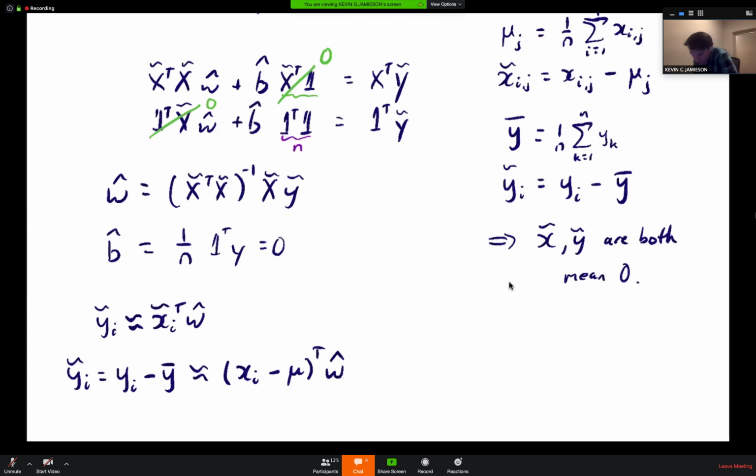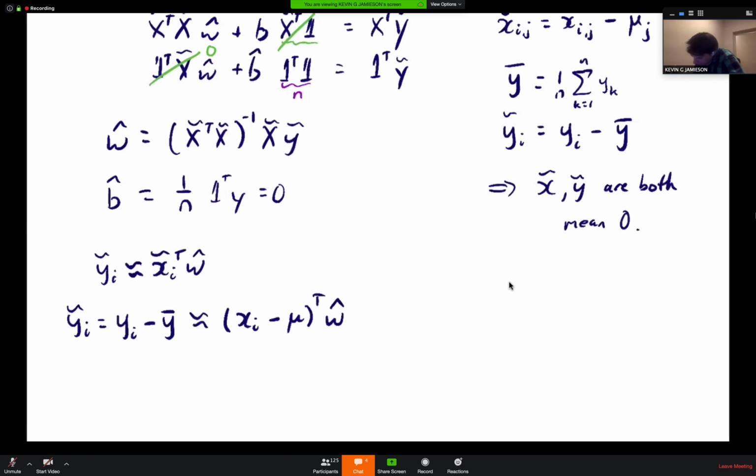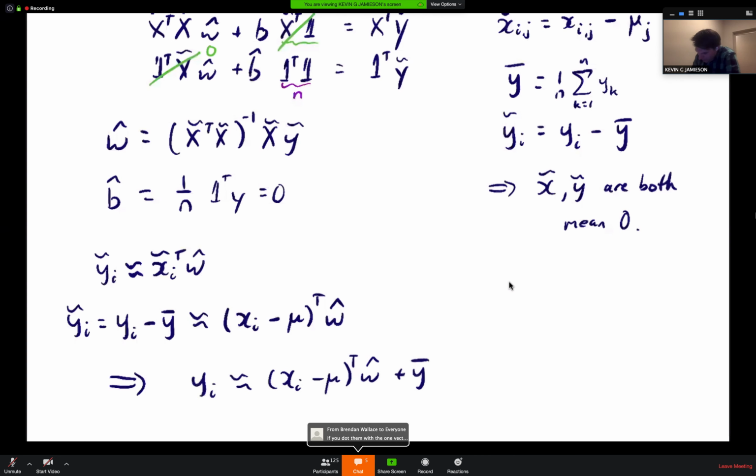Right, I'm just plugging in my parameters here. And so this implies that yi is about xi minus mu transpose w hat plus y bar. This is a very heuristic way of doing this. It's just intuitively how I think about it when I have to think about how to do this transformation back. You can do this more formally in another way, but I just like to think intuitively about what you did.